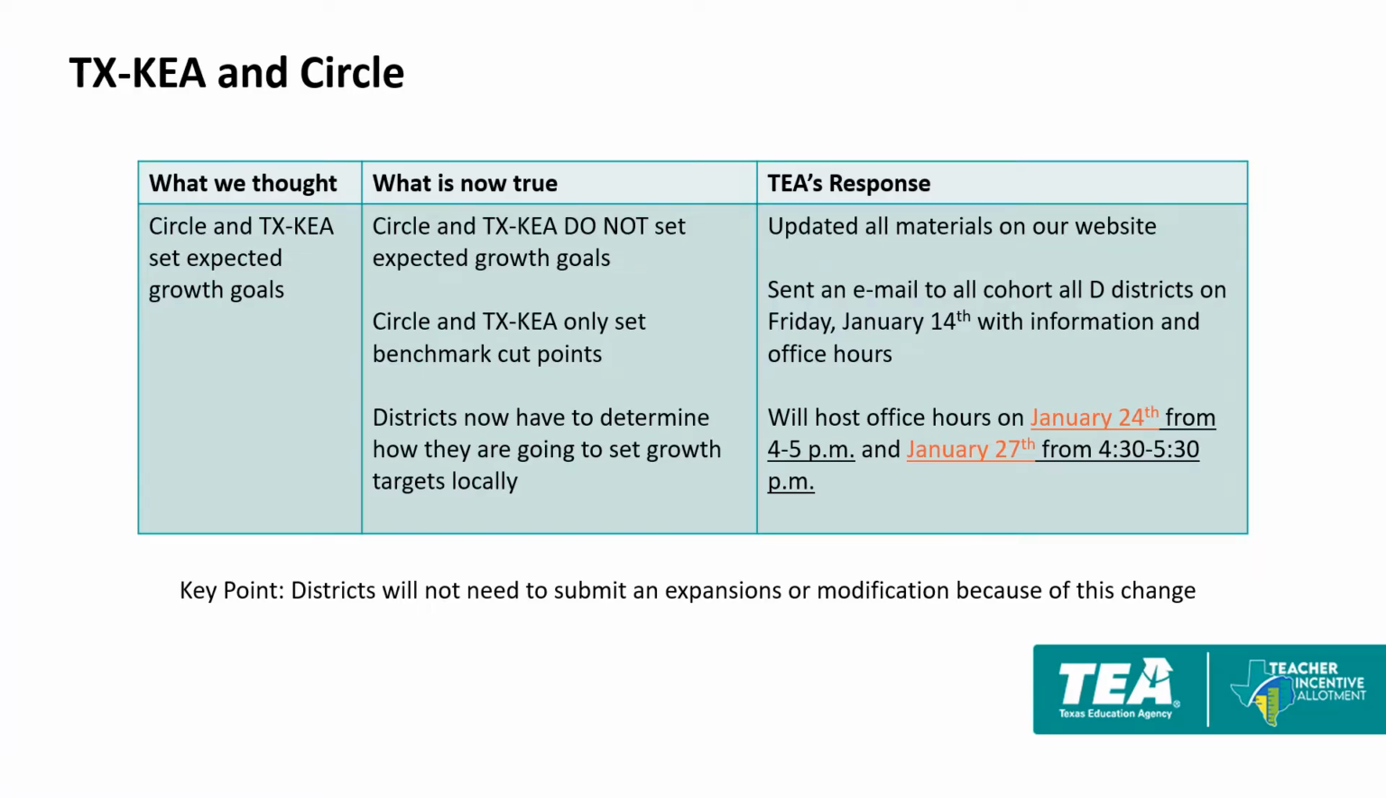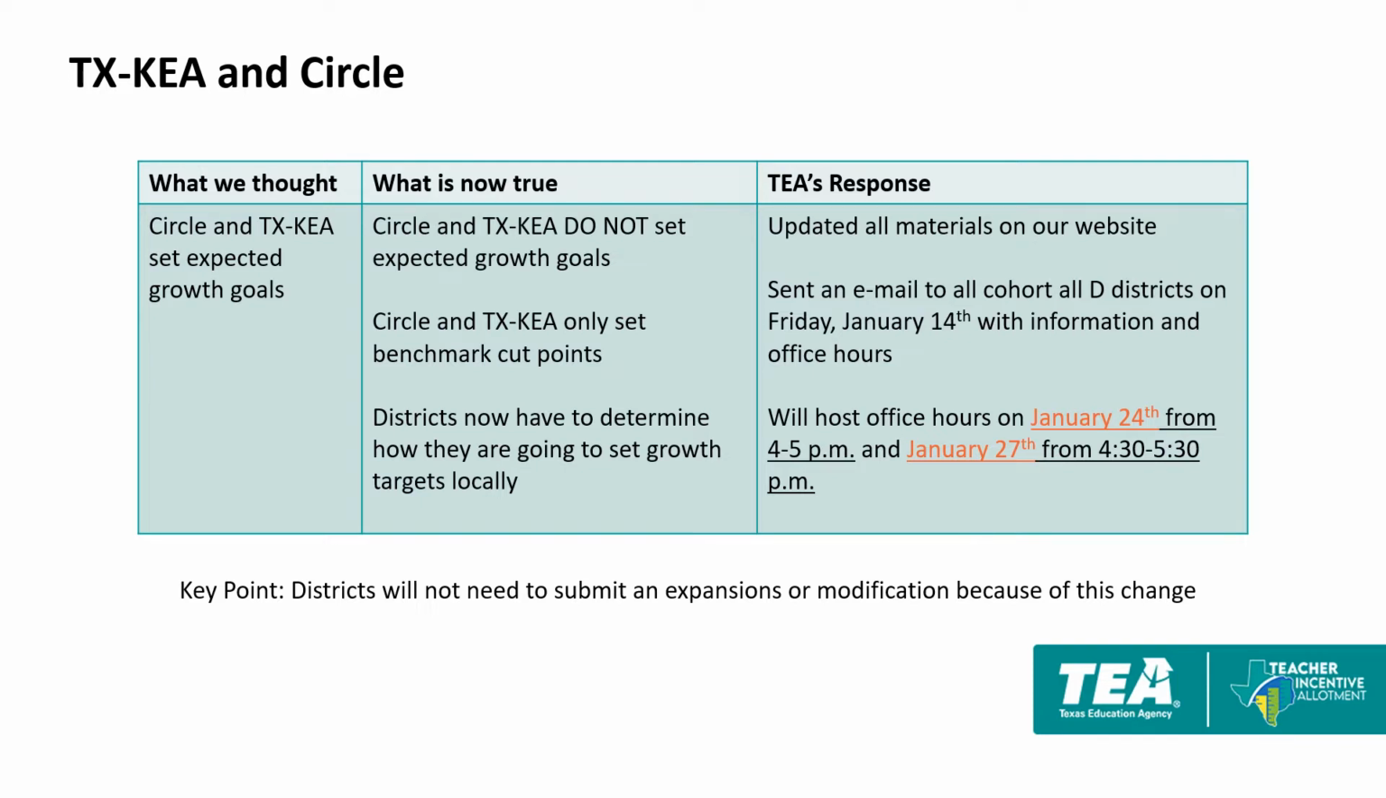At the time that Cohort D districts submitted their application for the teacher incentive allotment, there was a misunderstanding about whether the Circle Assessment and the TXT-KEA provided expected growth targets for students. At the time, many districts, as well as the TIA team, believed that this was the case. However, we've since learned that neither the Circle Assessment nor the TXT-KEA set expected growth targets. Both tests do provide nationally normed benchmark cut points, however, that districts can use as a reference when setting their own expected growth targets locally.